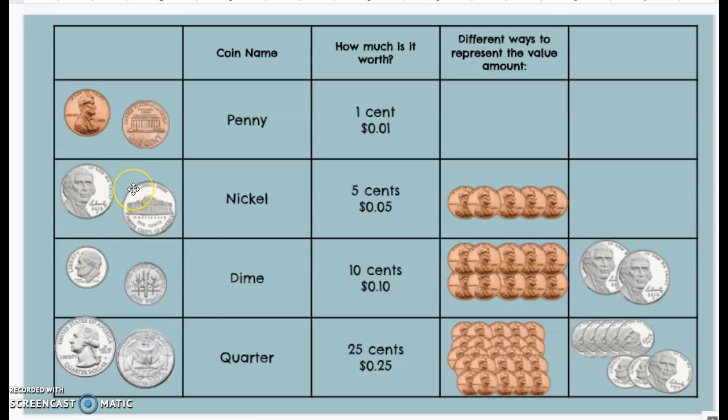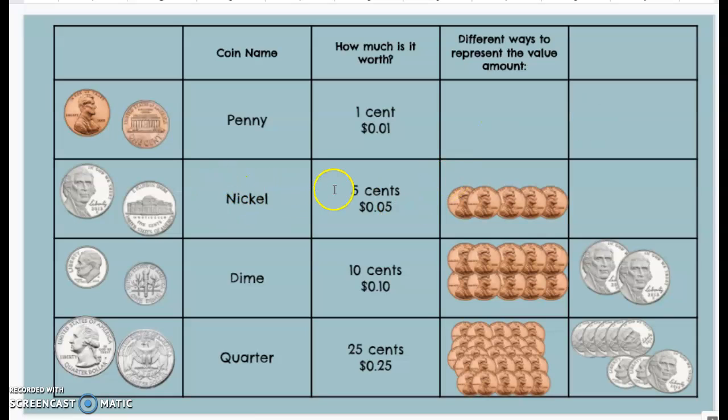So here we have all of our different coins. We have a penny. We have both the heads and the tails. A penny is 1 cent. You can see it written 1 cent. You can also see it with a dollar sign, a zero, a decimal, 0, 1. That is 1 cent. And there's no other ways to represent this amount of money with any other coins because it is the smallest coin that we have.